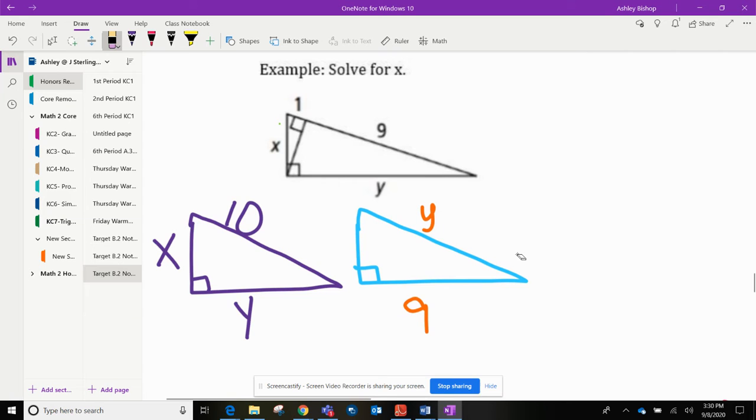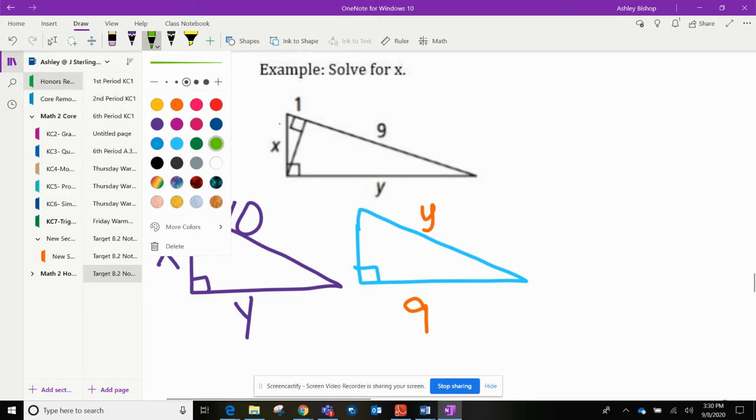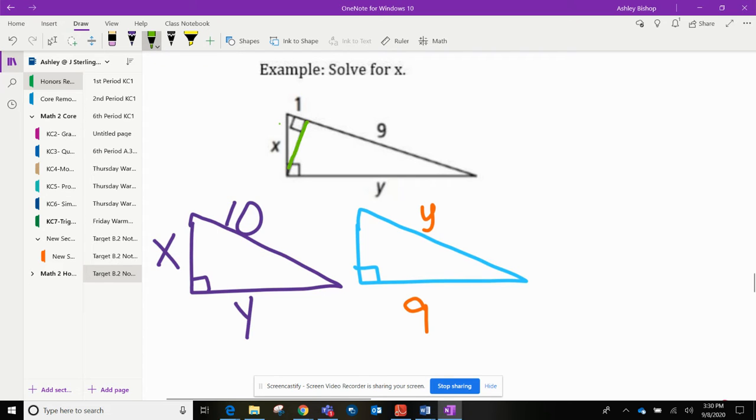So that's how we get our medium triangle. And so that's why 9 is the length of my long side. With that being said, I can now make my last triangle. My last triangle comes from my altitude as well. So I can see a tiny triangle right there.